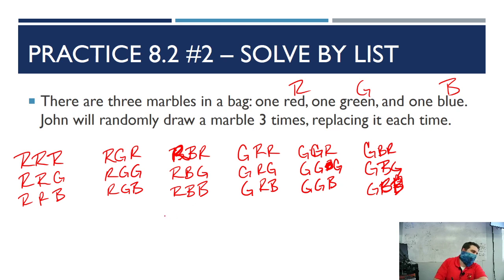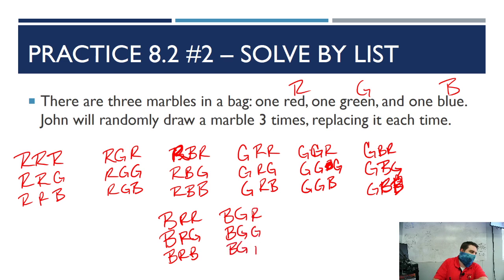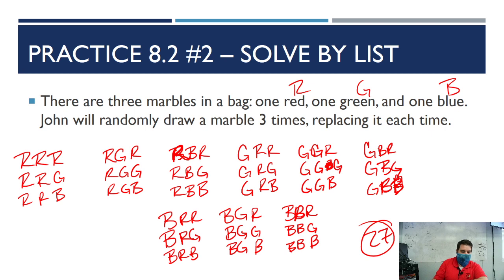And then finally we have blue. So we could have blue, red, red. We have blue, red, green. We have blue, red, blue. We have blue, green. We're going to just do blue, green all the way down, and this will make it easier. And we have R, G, B. All right, and then we're going to have blue, blue all the way down. R, G, B. All right, so we have 3, 6, 9, 12, 15, 18, 21, 24, 27. There are 27 possibilities.